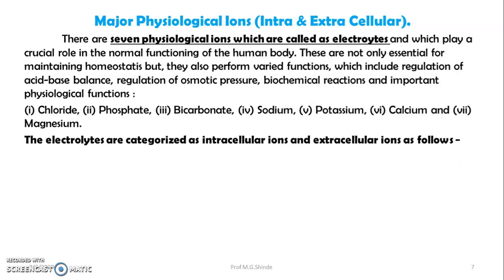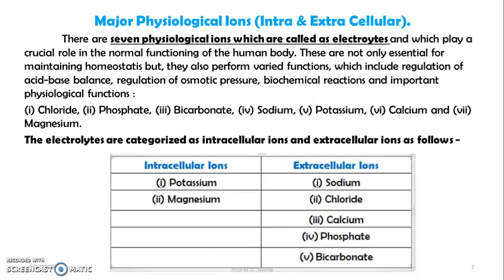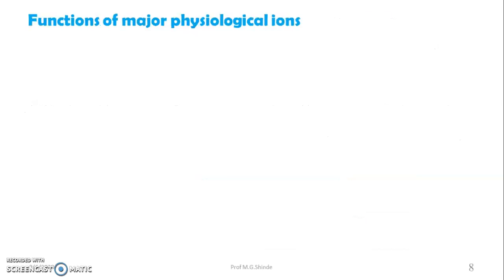So, the electrolytes are categorized as intracellular ions and extracellular ions as follows. Potassium and magnesium are major intracellular ions, while sodium, chloride, calcium, phosphate, bicarbonates are extracellular ions. So let's see the functions of major physiological ions. First, sodium.